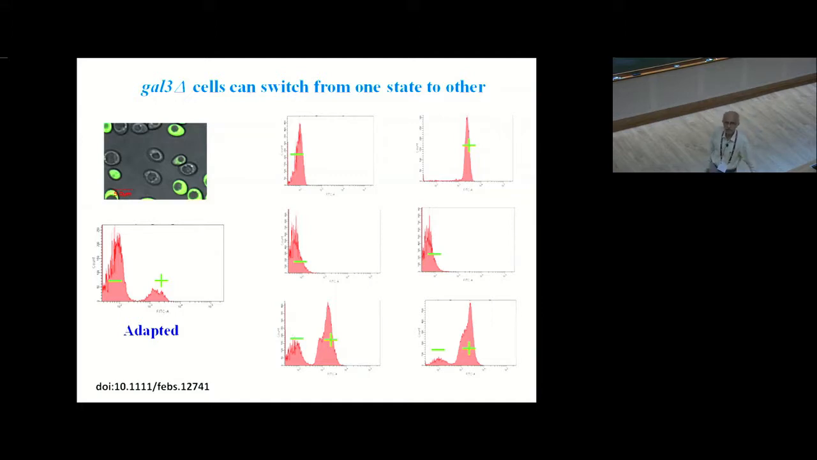Is there any structural comparison made? You can superimpose the structure of GAL1 and GAL3 with an RMSD of very few, less than 1 angstrom or 1.5. It's almost superimposable.